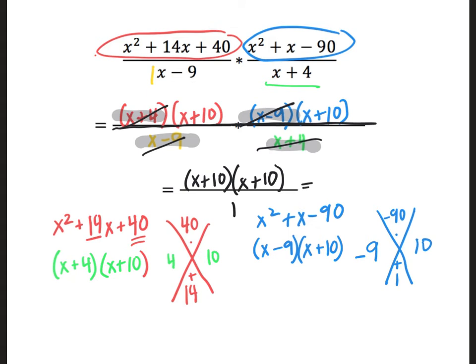Now, if you want, you could write this just as x plus 10 times x plus 10. Or, because those two are the same thing, you could write it as x plus 10 squared. All right, and that is your final answer for this example.